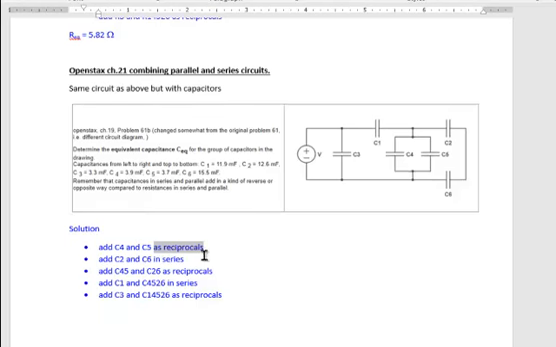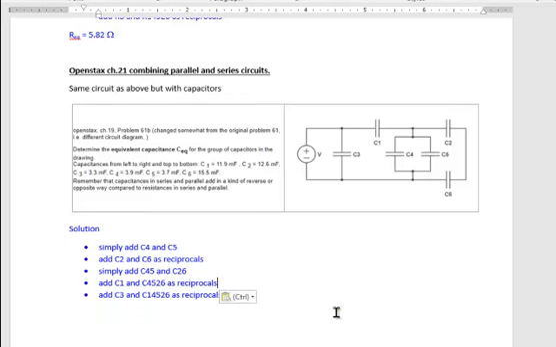So C4 and C5 right here are in parallel with each other, and therefore, as capacitances, they simply add. I should have done that one earlier, actually. Simply add C4 and C5. I'll fix it in a moment. Now add C2 and C6, because they're in series, as capacitances they add as reciprocals. Then this one here and this one here are in parallel, as capacitances, so simply add.